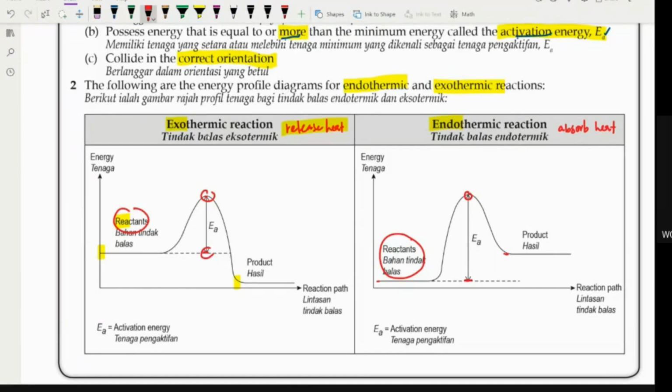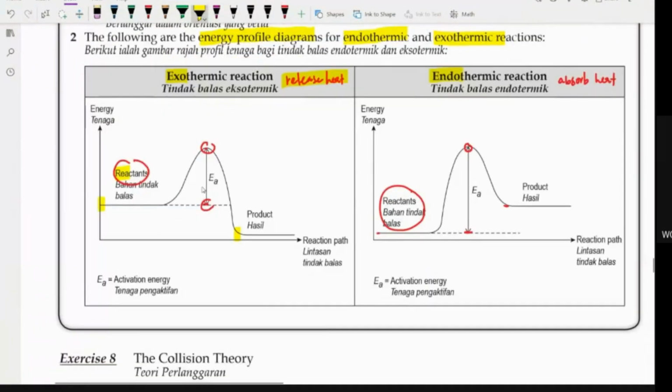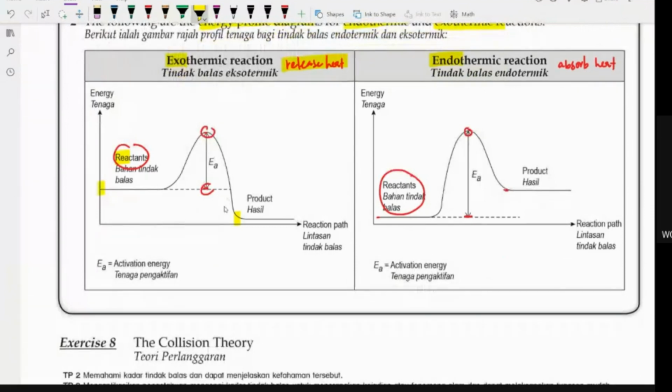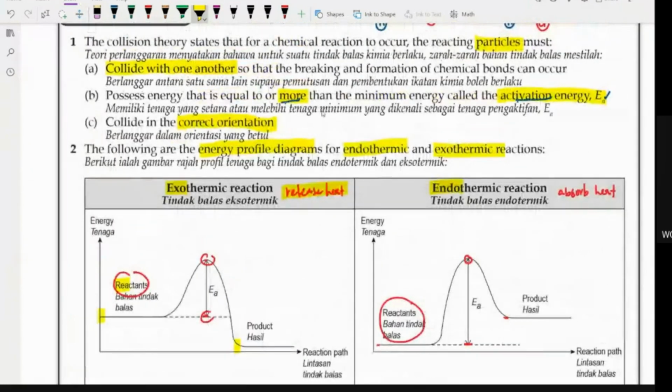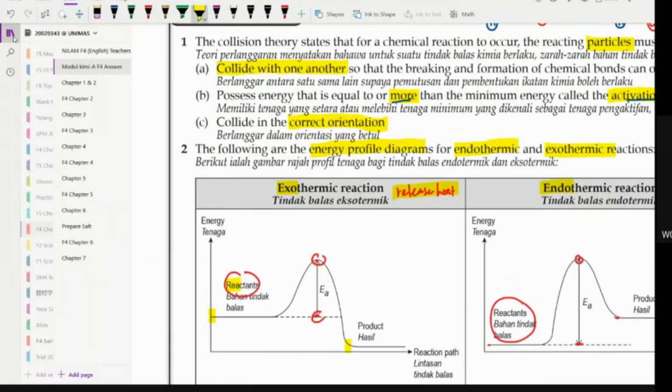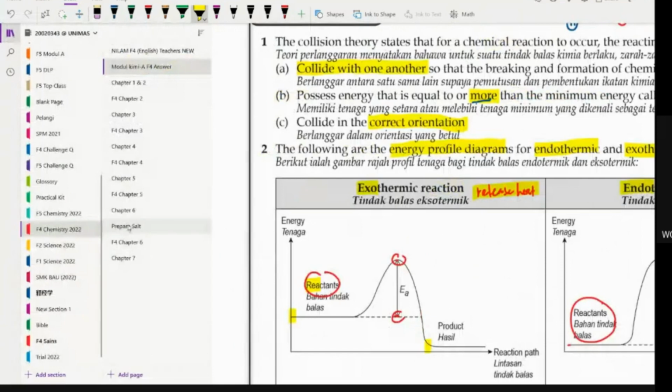Yeah. So this one we call energy profile diagrams. Energy profile diagrams. Okay. So in order to answer the essay question, especially in the exam. Now I show you another one.